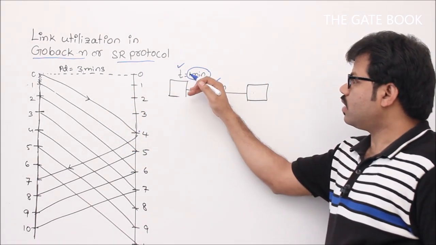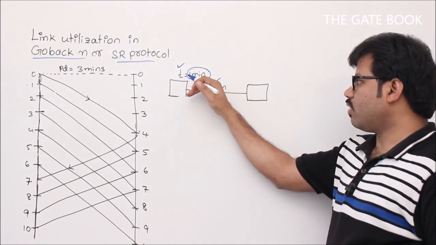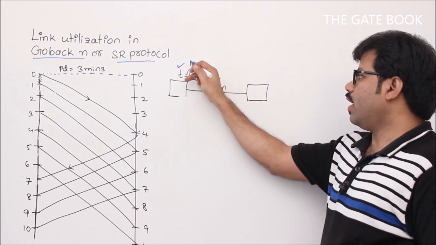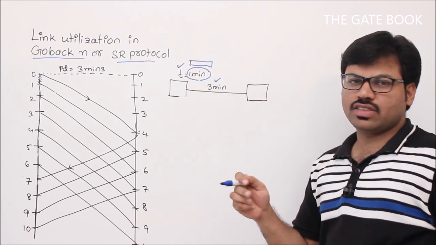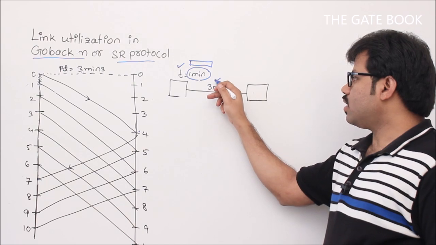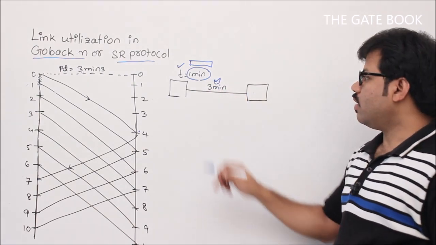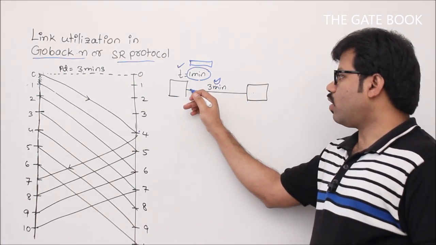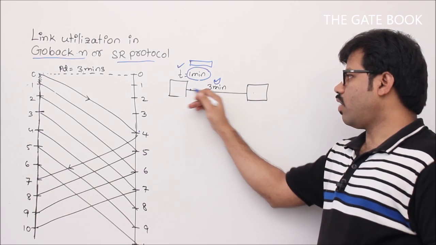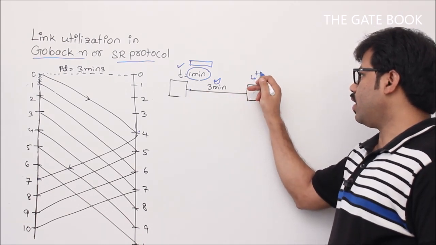So t equal to, let's say, 1 minute. That means transmission time I am taking 1 minute for a frame, and transmission time of acknowledgement is 0. Only propagation delay is 3 minutes. Okay. Then the first frame is going to come onto the line after 1 minute. Then 1 plus 3, 4. At the 4th minute it will be here.